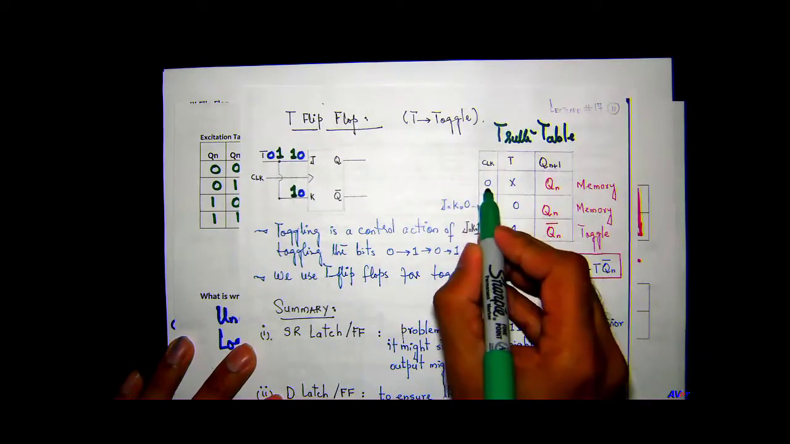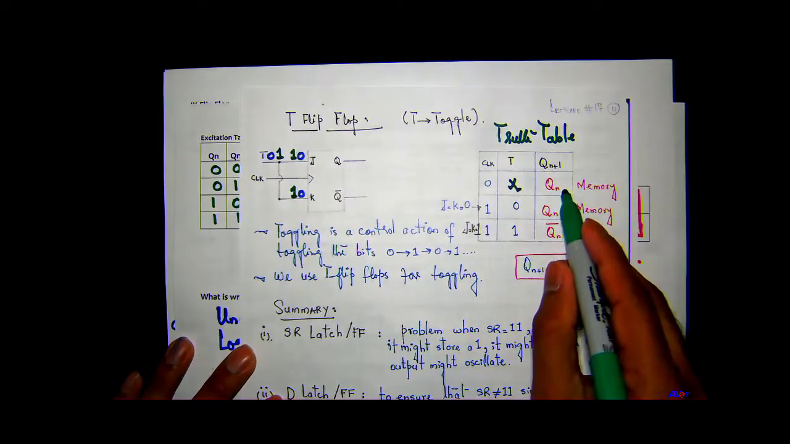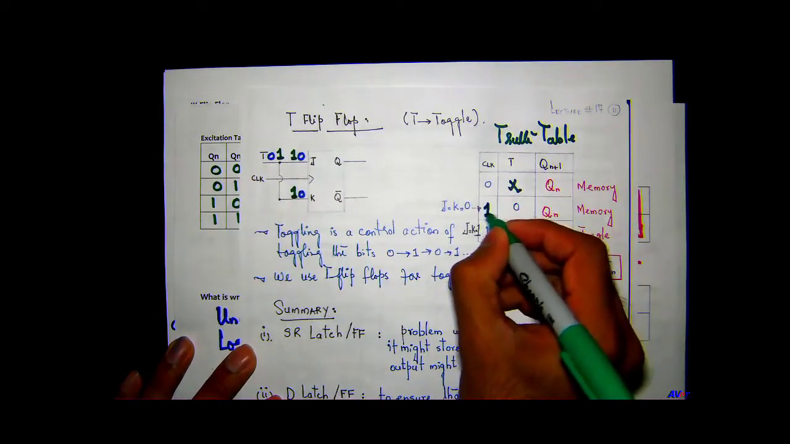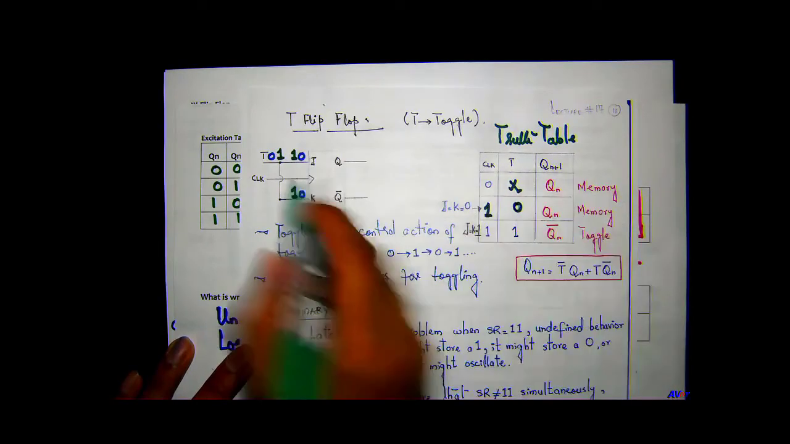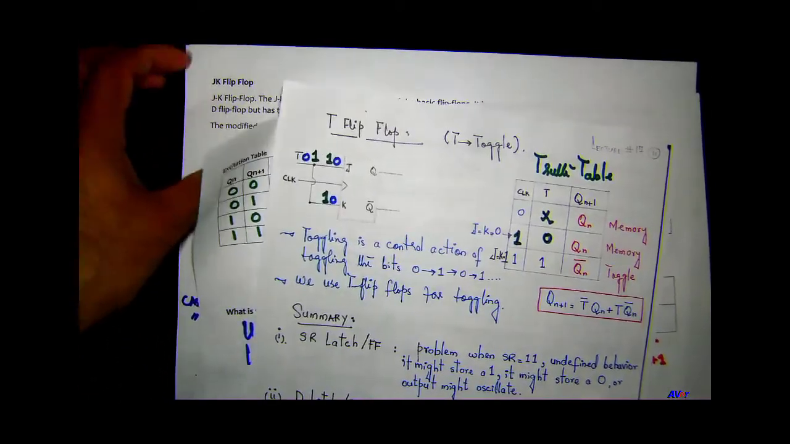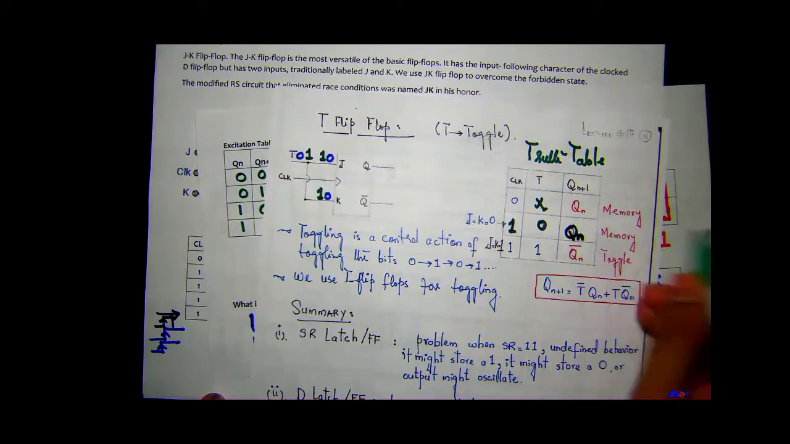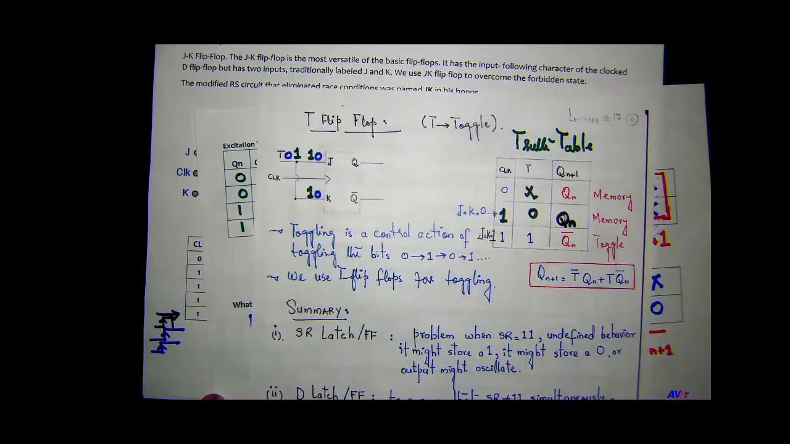Okay, when clock is 0, you really don't care what T is. The next state is going to be the previous state. When clock is 1 and T is 0, which means J and K both are 0, let's look at the truth table for the JK flip-flop that we just created. When J is 0, K is 0, the next state is actually the previous state. So we have Qn here. So it's acting as a memory here again.